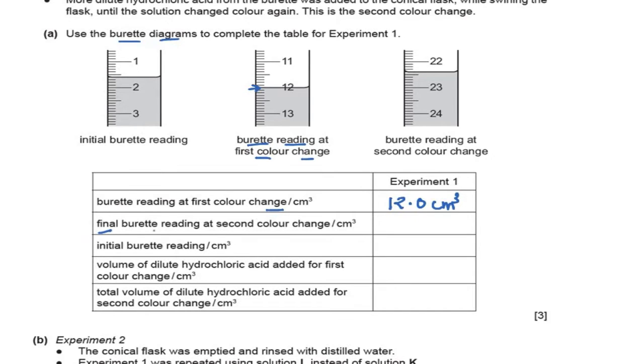Now the final burette reading at the second color change in centimeter cube. If we can see here, it is 22.4. So I'll write it as 22.4 centimeter cube. Now the initial burette reading is given here, which is 1.6. So we'll write it as 1.6 centimeter cube.